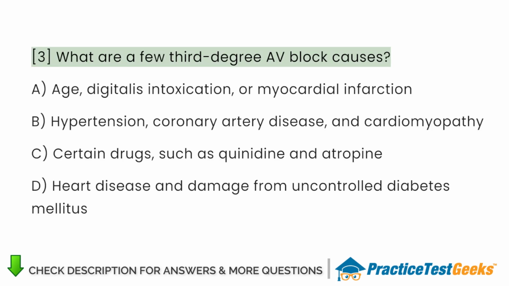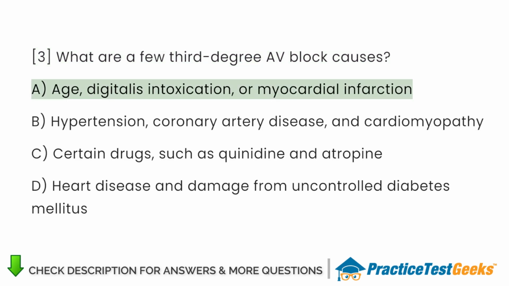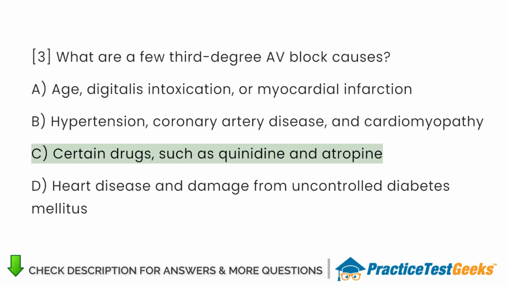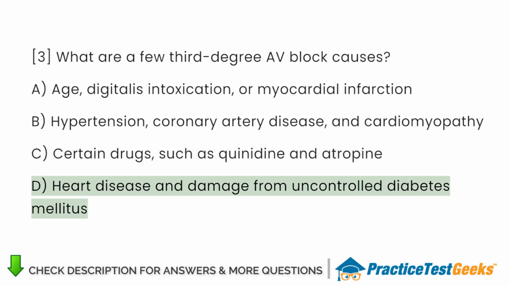What are a few third-degree AV block causes? A. Age, digitalis intoxication, or myocardial infarction. B. Hypertension, coronary artery disease, and cardiomyopathy. C. Certain drugs, such as quinidine and atropine. D. Heart disease and damage from uncontrolled diabetes mellitus.